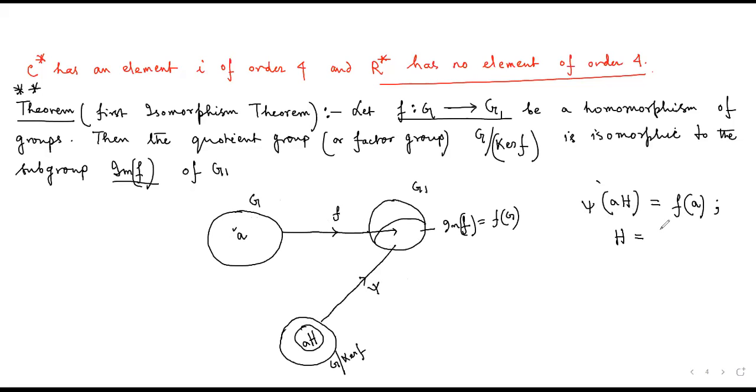H is equal to ker F. Here the normal subgroup, what I have already said, is being written with notation: the normal subgroup here is the kernel of the function. Okay, so this much I'm going to do in today's class.